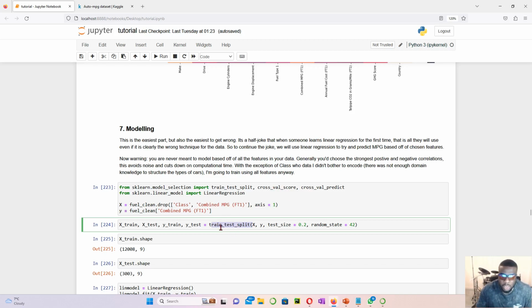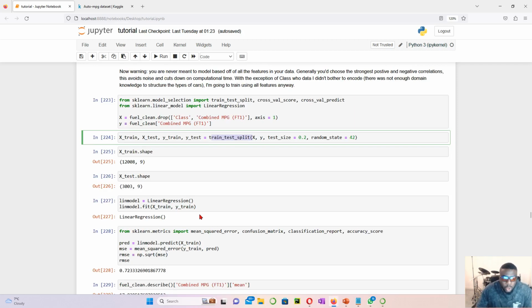So what I've done here is that I've used the train test split to split my data into 80% training and 20% test. I'm going to train my model on 80% of the data. Then once I'm happy with my model, I'll use it to predict the test data, and then I'll use root mean squared error to see how far they differ.